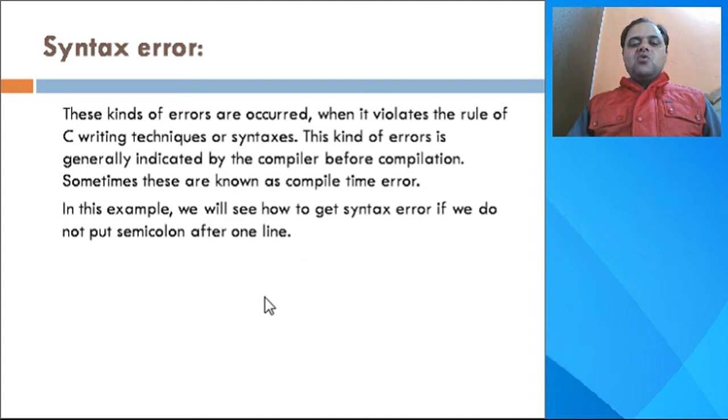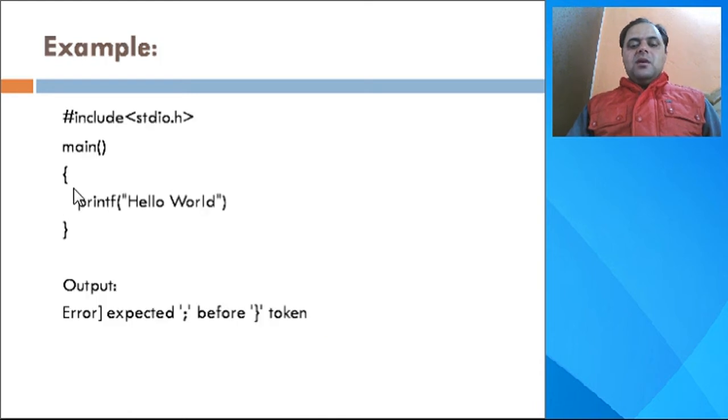In this example, we will see how we get a syntax error if we do not put a semicolon after one line. So we created an error in our program and we will see how it occurs. We have included the preprocessor directive, the standard input output .h header file. This is our main program, which I have already discussed. This is the driver of a program.